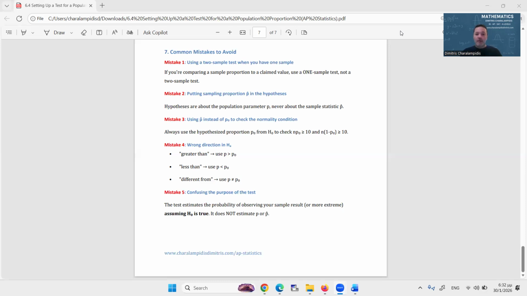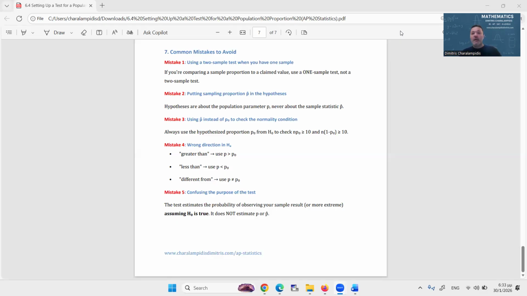Mistake number three, using the sample proportion instead of the claimed proportion to check the normality conditions, which is one of the three conditions that should be met. I know that this looks strange to lots of you, but remember that it's just that. We need to use the claimed proportion p0 alongside the sample size n in order to check whether these two conditions are met.